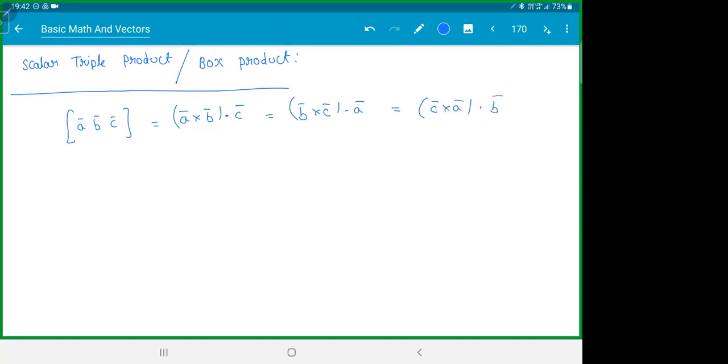So what is the meaning of this actually? The reason why we call this a box product is, consider vectors A bar, B bar, C bar, which form a parallelepiped. So it's a three-dimensional parallelogram. In two dimensions we call it a parallelogram, in three dimensions we call it a parallelepiped.